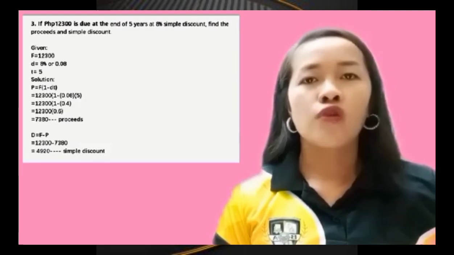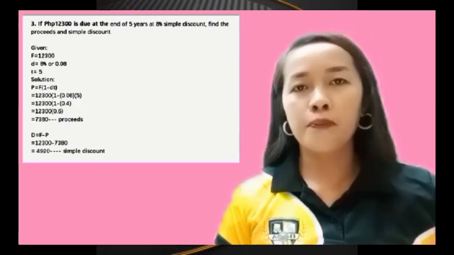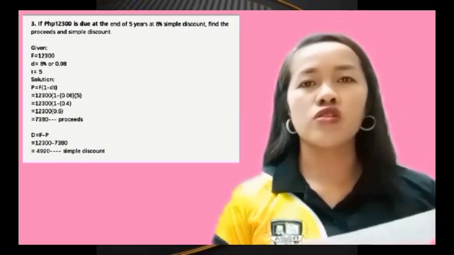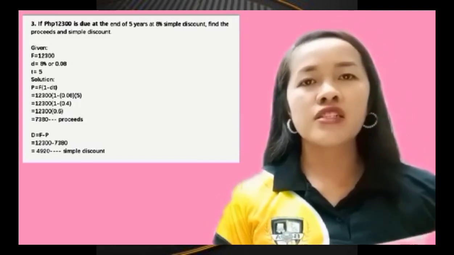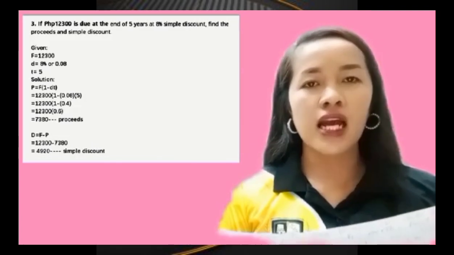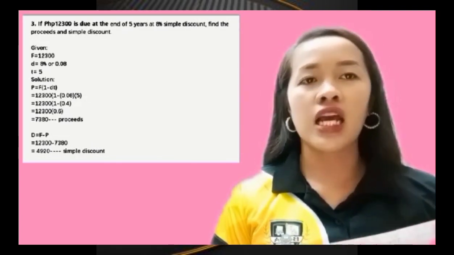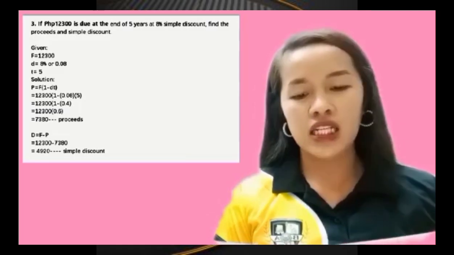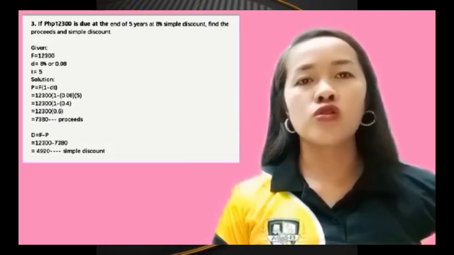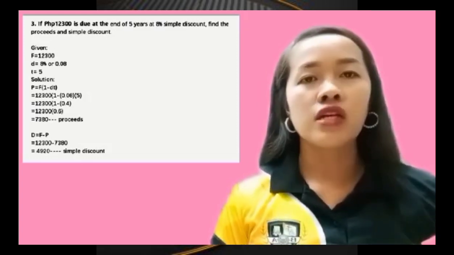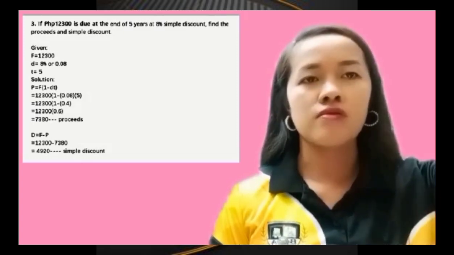We have to find the simple discount. D is equal to F minus P. F is 12,300 minus P, which is 7,380 na nakuha natin kanina. That results to 4,920. That is called the simple discount.